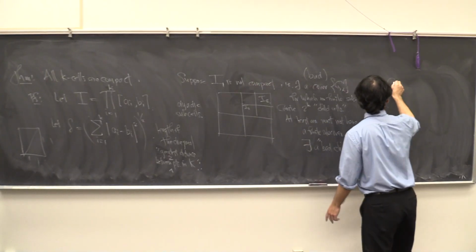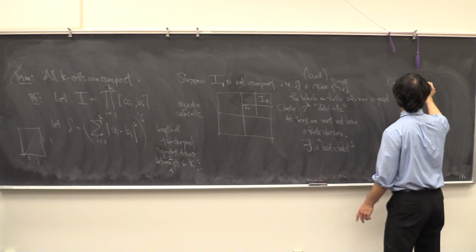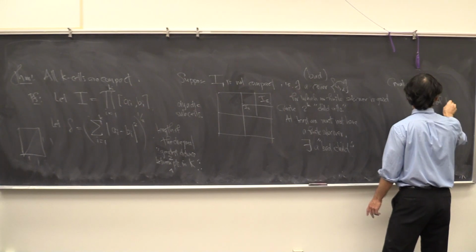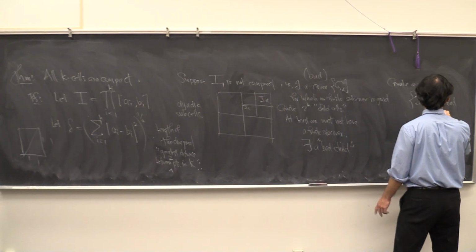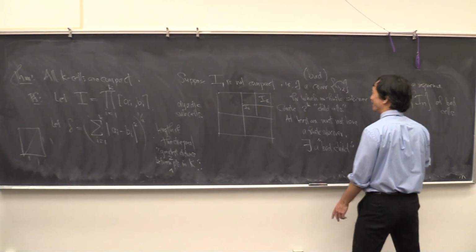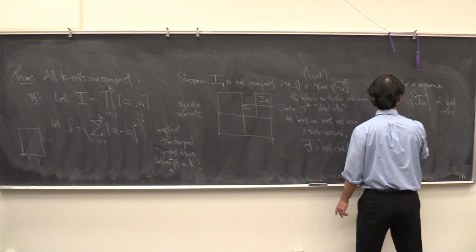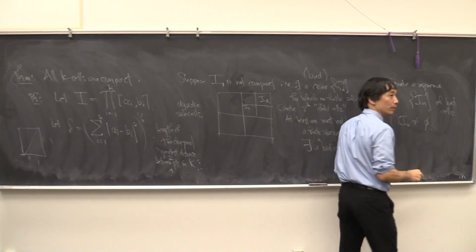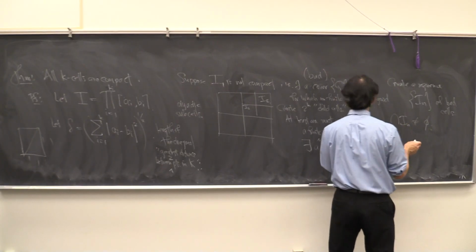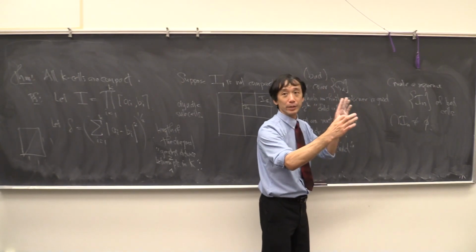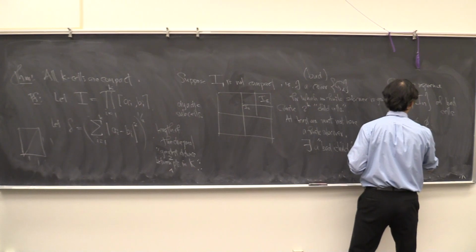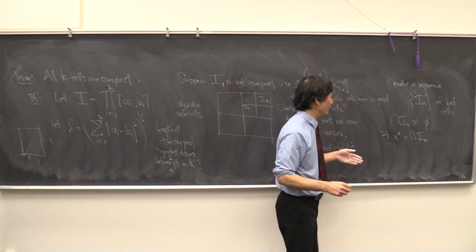So you create a sequence I sub n of bad cells, generation after generation. Now the intersection of those, as we just said, is not empty. And in fact, it consists of a single point because the diameters are decreasing to 0. So there exists a single point x star that is in the intersection of all of them.